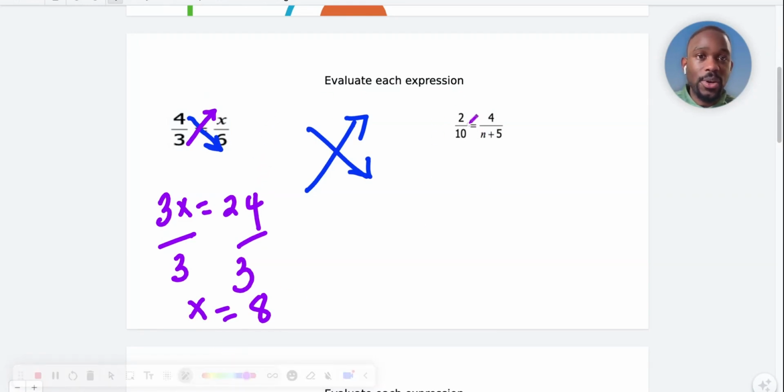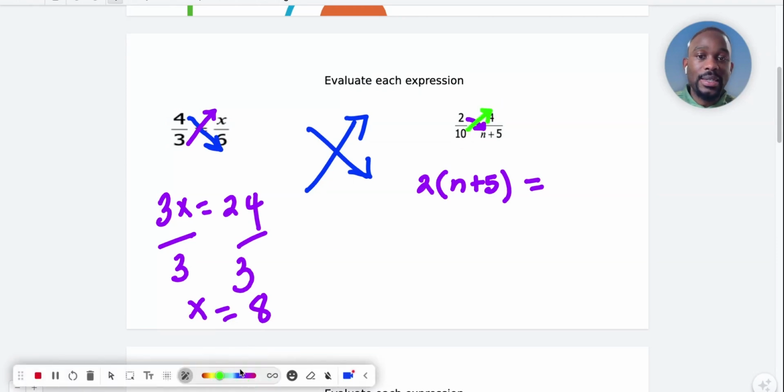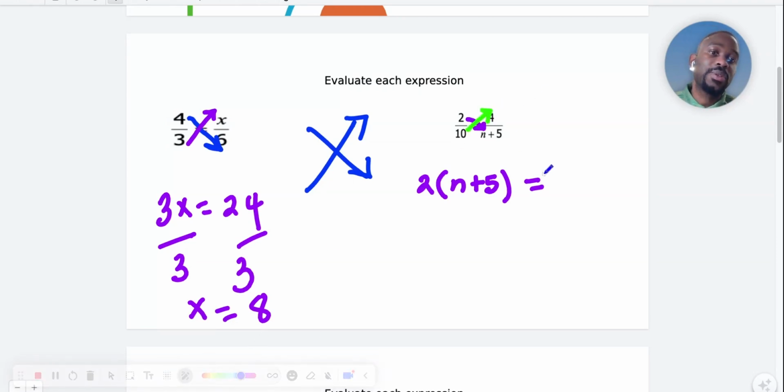This is a fraction. So we're going to multiply these 2, with this. So it's going to be 2 into bracket n plus 5 being equal to, and then we're going to multiply 10 with 4. So 10 times 4 is going to give us a 40. See? Because 2 is going to multiply with n and 5, that's why I'm forming this parenthesis.